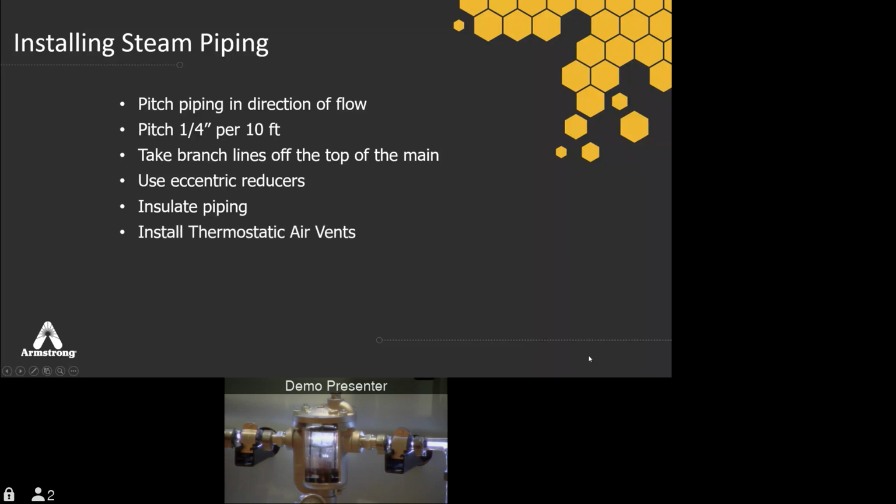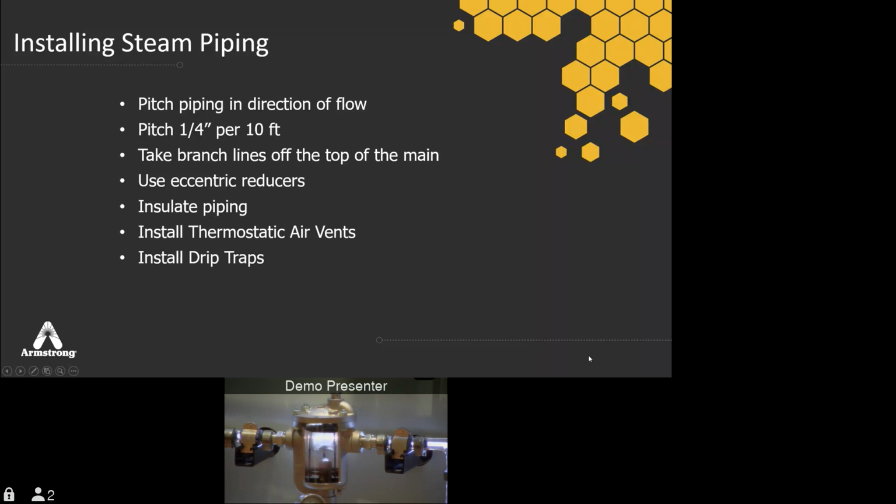Install thermostatic air vents. As you heard John talk about, air is always present, and we want to have the ability to evacuate as much air as possible. When that system is shut down and starts back up, it's full of air, and we have to evacuate that air. You don't want to have trapped pockets, and also air has other corrosive effects that you want to avoid.